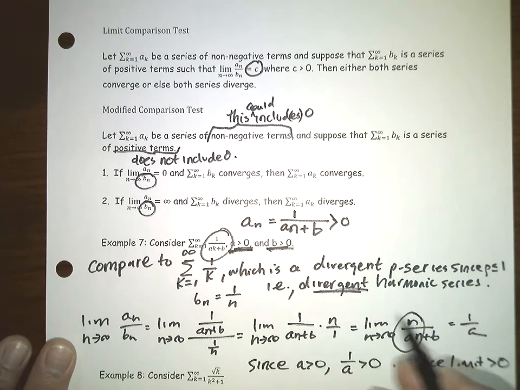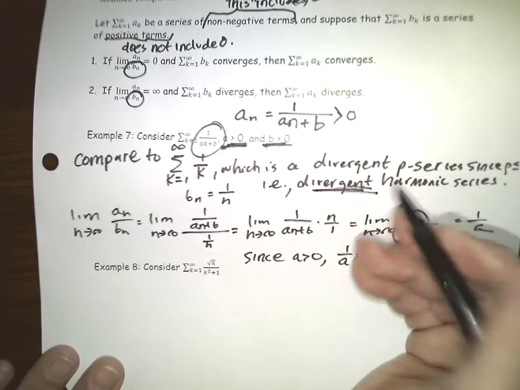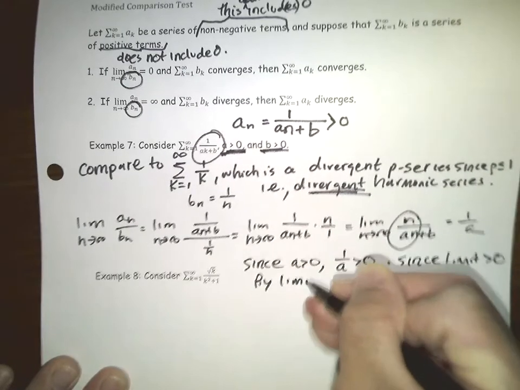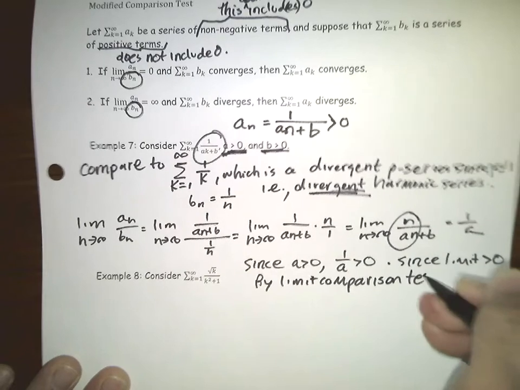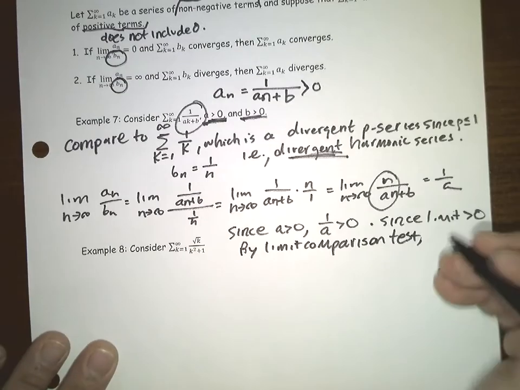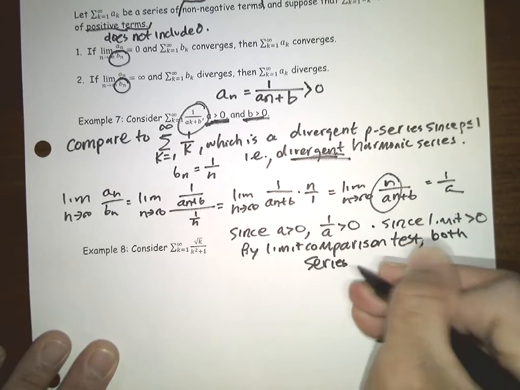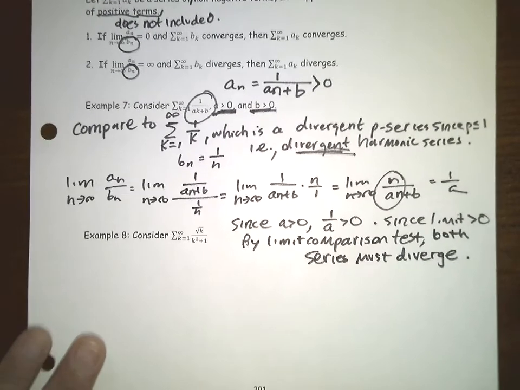So b diverges, so that means therefore also a diverges. So by the limit comparison test, not the modified one, but the limit comparison test, both series must diverge. All right, what a time to be alive.